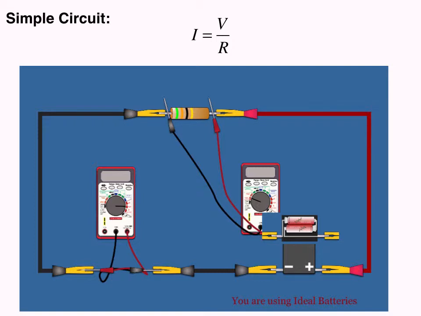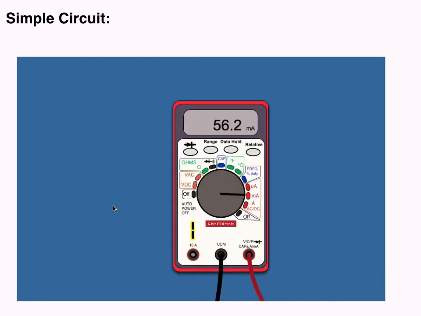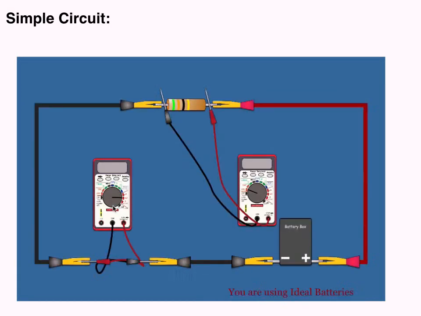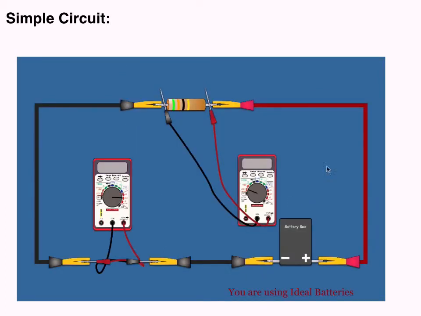Pause the video and figure out the value of the current through this resistor. Figure out the voltage on the resistor. Okay, when you did this, since we had 2 batteries and they're each 1.5, we should get a voltage of 3. You should have calculated a current of about 56 milliamps. So 3 volts, 56 milliamps. Simple circuit. Just use Ohm's law to figure out the values.